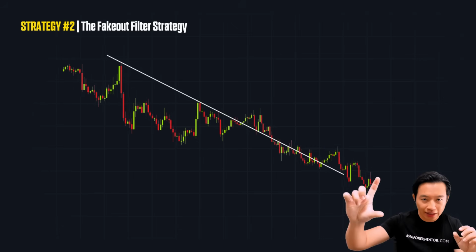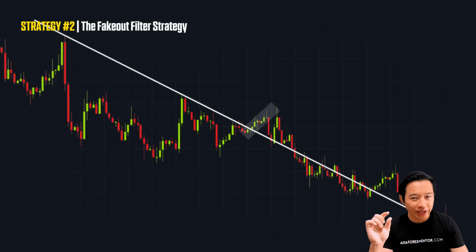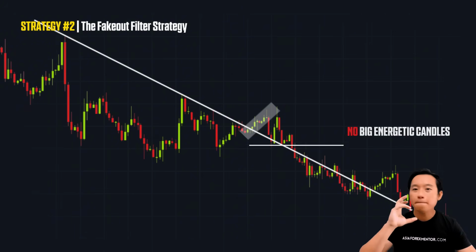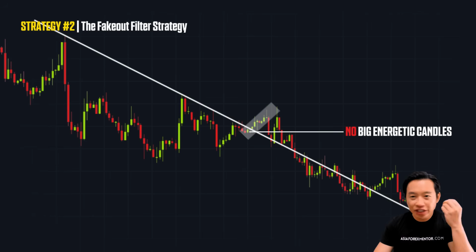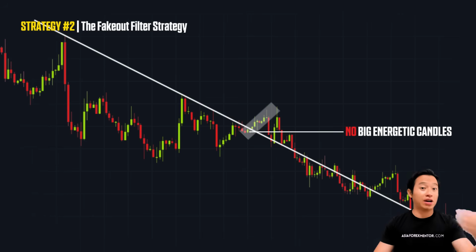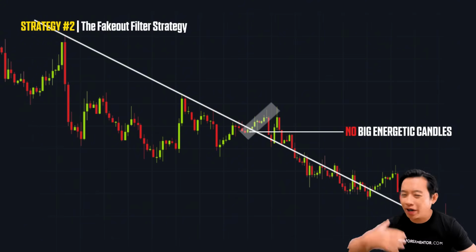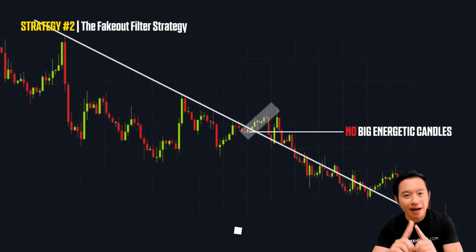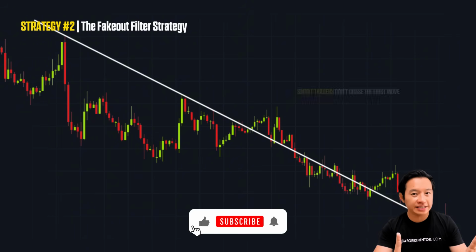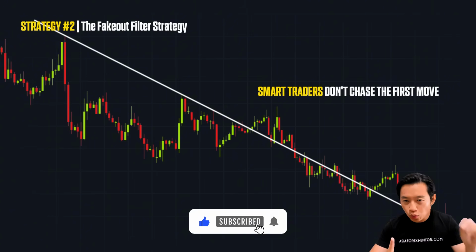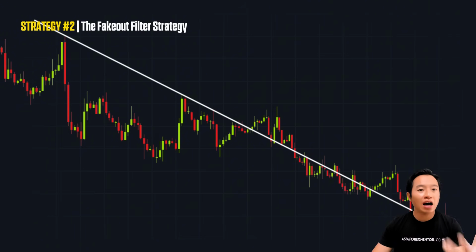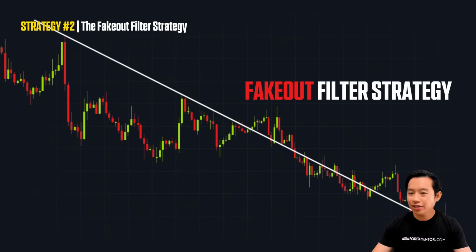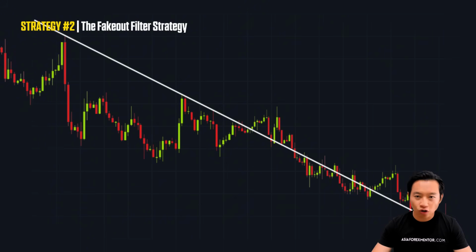When the breakout candles are small and weak, with no big energetic candles, and they lack momentum. Every trader wants to catch a breakout. They all want to catch the start of the breakout. But the smart traders don't chase the first move. They wait for proof. That's what I call the Fakeout Filter Strategy. It's a simple process to avoid getting trapped by the forced breakout.